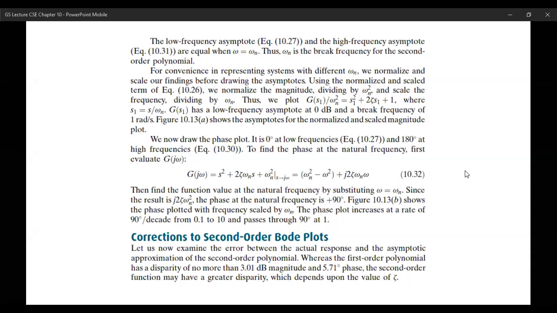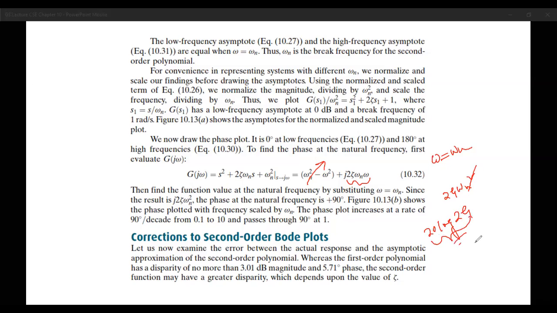Similar thing, but here there is one thing you have to be careful about. At break frequency, what will be the magnitude? There will be a correction factor in your magnitude. At break frequency, omega equals omega n, so if you put in the magnitude, this portion vanishes, and the value left is twice zeta omega n square. If it is normalized, omega n square vanishes, so twice zeta. So 20 log twice zeta.